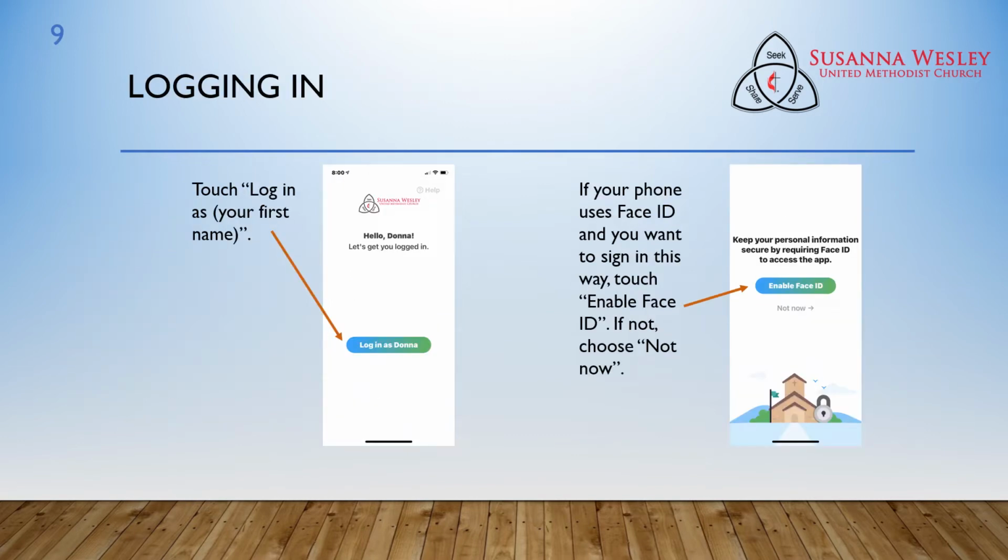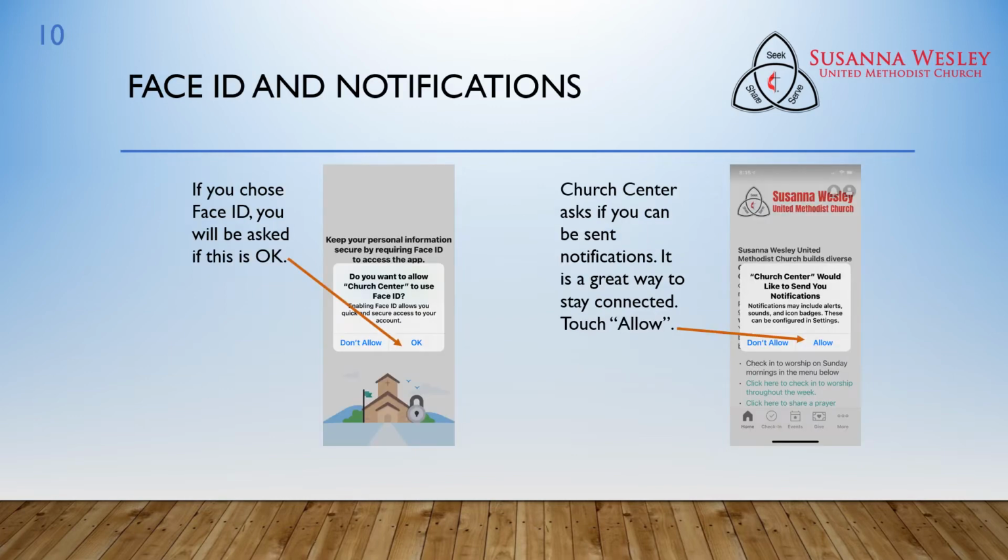On the next screen, you can touch Login As, and your first name will appear. If your phone uses Face ID and you want to sign in this way, touch Enable Face ID. If not, choose Not Now. If you chose Face ID on that last screen, you'll be asked if this is okay, just to double check. Church Center asks if you can be sent notifications. It's a great way to stay connected. Touch Allow.